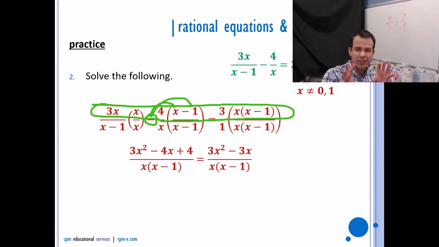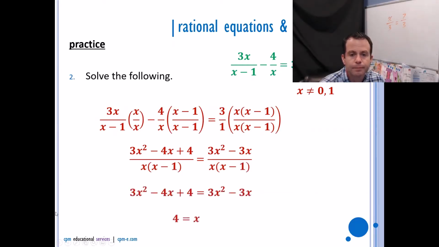Now I have that, I just kind of prettied it up a bit, and I've got my common denominator, so now I'm just going to pull the numerators off. So I end up with 3x squared minus 4x plus 4 equals 3x squared minus 3x. All I did there was I pulled my numerators off. Then my 3x squares actually cancel out because if I subtract 3x squared from both sides, they're gone. And then I'm going to add 4x to both sides, and I get x equals 4.